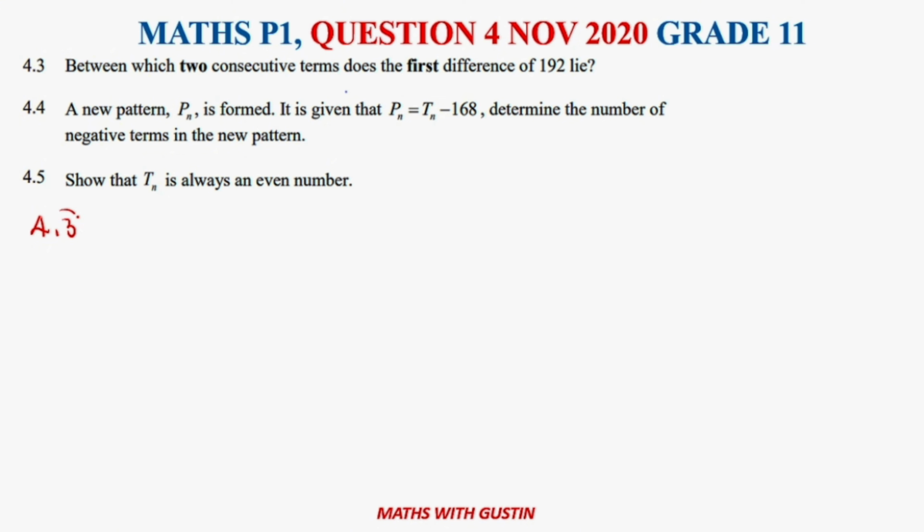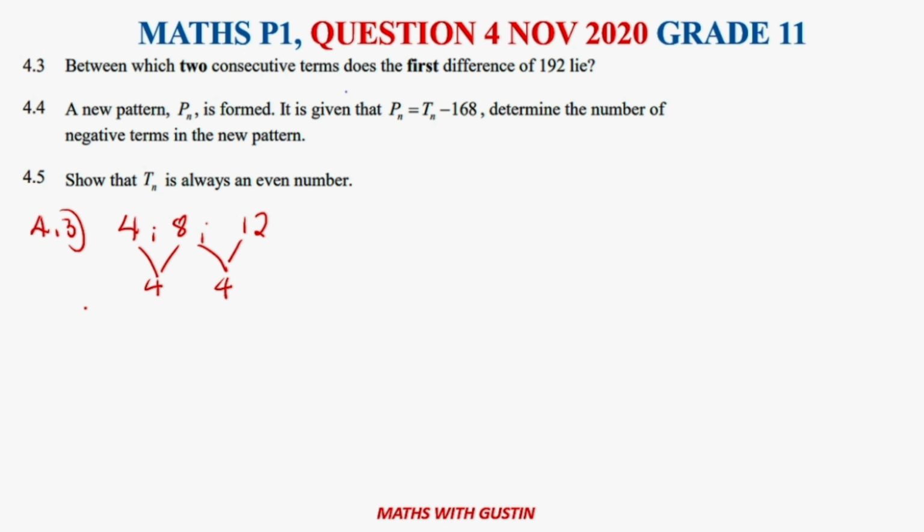4.3, the question says determine the two consecutive terms that the first difference of lies at 192. The first difference of 192 lie. All right. So normally when they talk of the first difference, we need to find the equation of the first difference. You know, the first difference pattern is given by 4, 8 and 12, and it has got a common difference of 4, and then we also got 4 there.